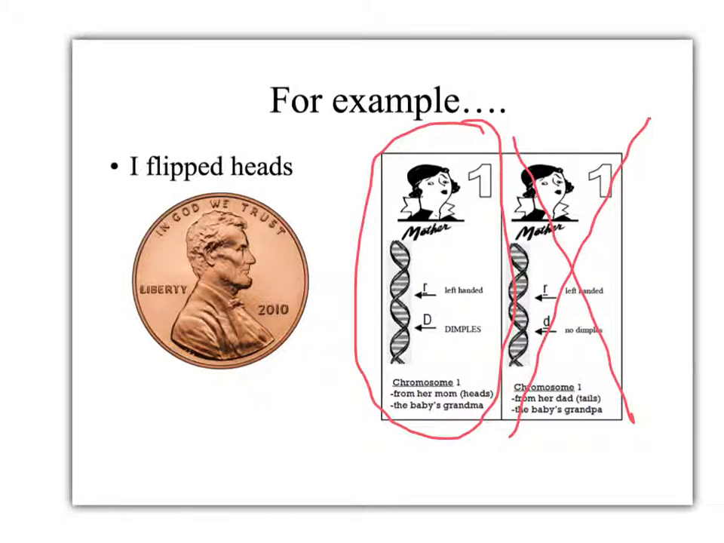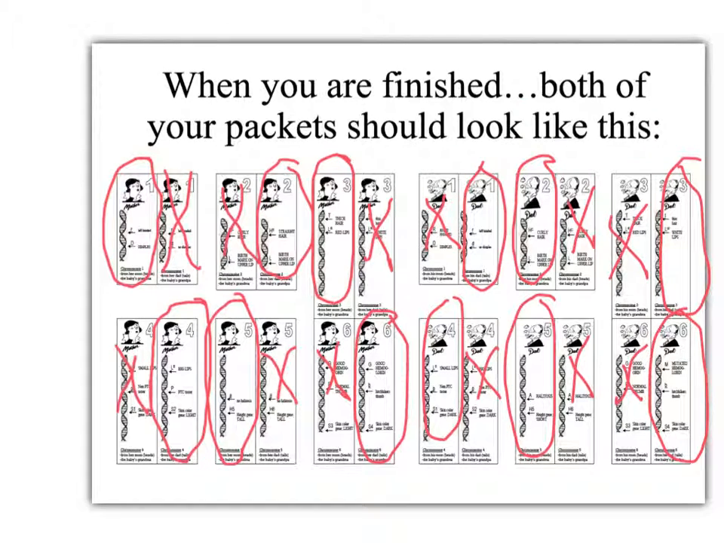So you're going to continue to do this for every single chromosome in the mom packet, and then every single chromosome in the dad packet. And I will show you in the next slide what your packet will look like once you are finished. Okay, so this is what your packet should look like. Every single chromosome, 1 through 23, should look something like this. So make sure you made some type of a mark. You should circle the one that you flipped.